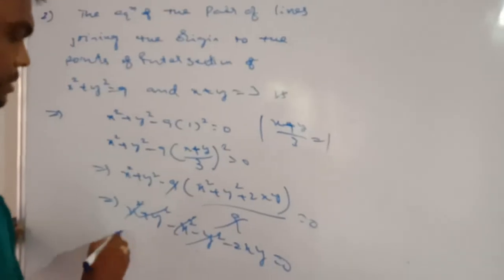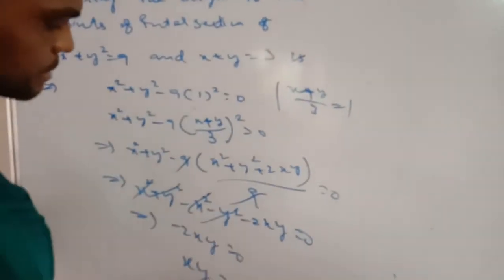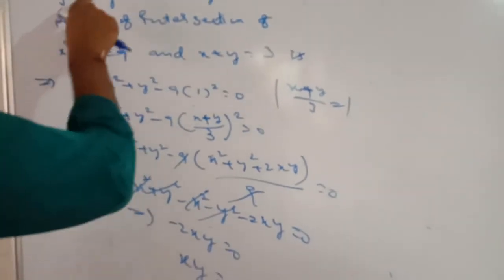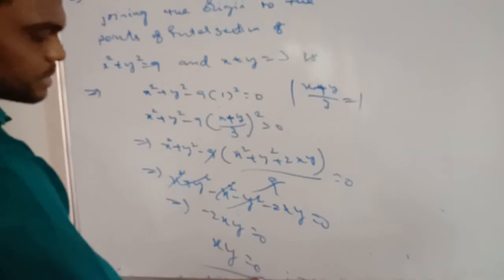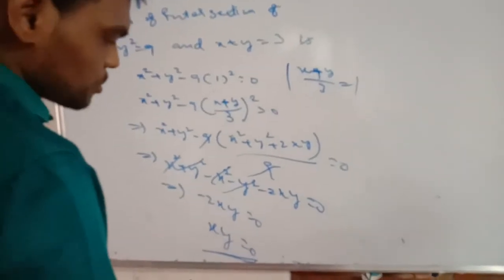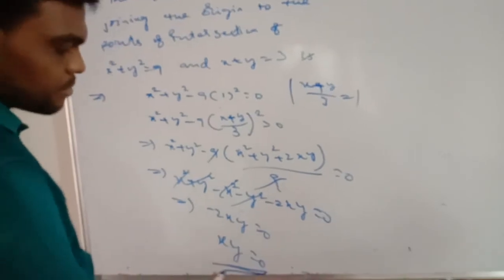The x square, y square terms are cancelled. Now minus 2xy is equal to 0. Now xy is equal to 0. Now the equation of the pair of lines joining the origin is xy is equal to 0. Now see, the options are there. Now the answer is xy is equal to 0. Okay, write down.